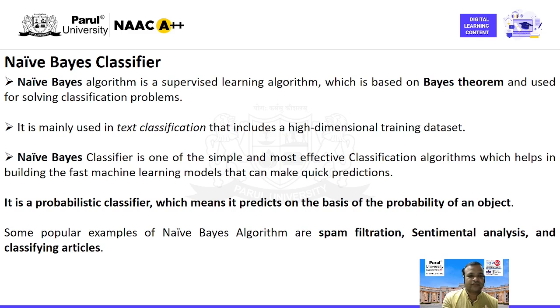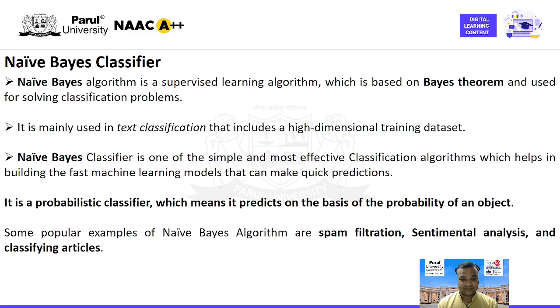It is mainly used in text classification that includes a high dimensional training data set. What is the Naive Bayes classifier basically used for? Text classification purposes, which may include a high dimensional training data set. Naive Bayes is one of the simplest and most effective classification algorithms, which helps in building fast machine learning models that can make predictions quickly.